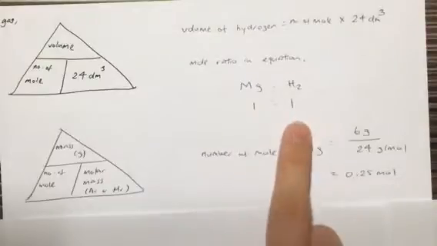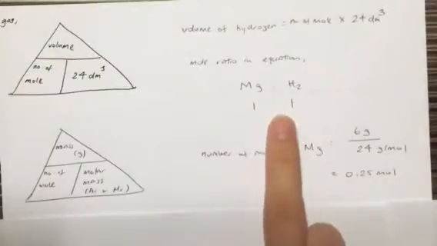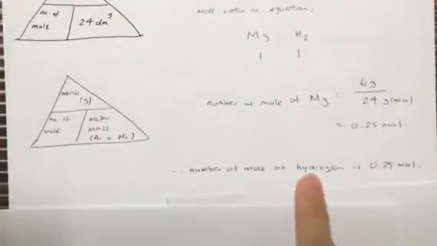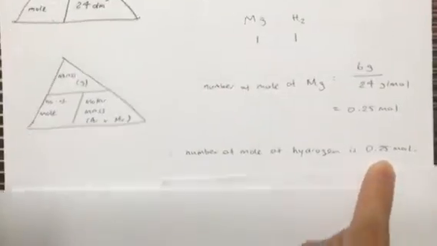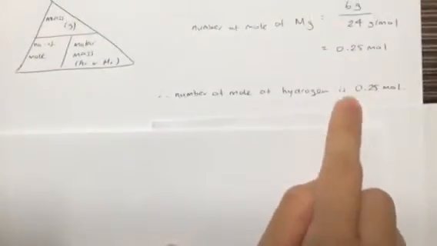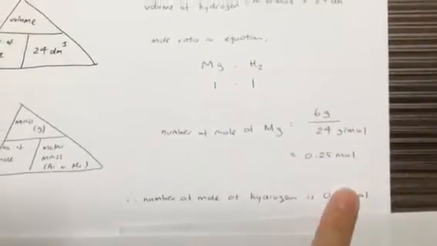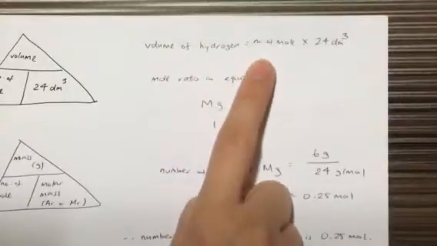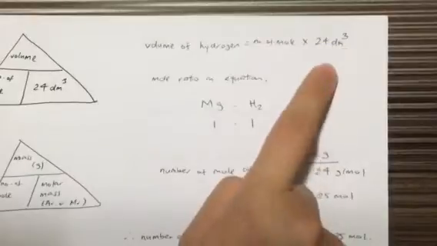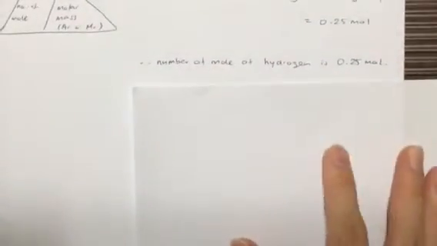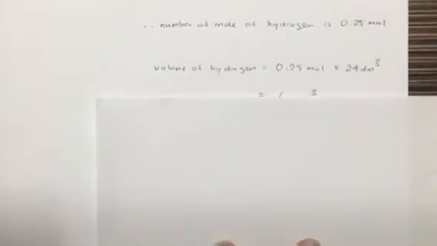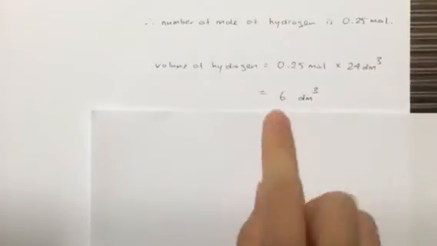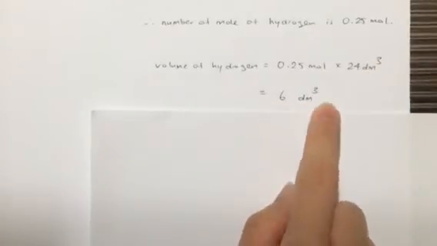So if the ratio is 1:1, that means the number of moles of hydrogen will always be the same as the number of moles of magnesium. So therefore, the number of moles of hydrogen is 0.25 moles. Once we have that, I can now put this number into this formula, where I can find the volume of hydrogen. So the volume of hydrogen now equals 0.25 times 24 dm cubed, which means what do we get? We get 6 dm cubed.